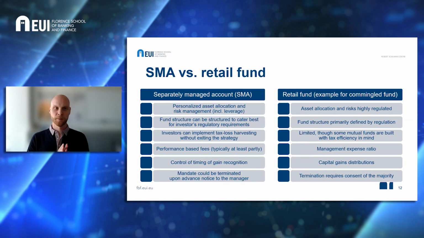So let's compare these different funds. You have the separately managed accounts, and you have the retail funds we have discussed in the past, which are one example of those commingled funds. In the separately managed accounts, you have a personalized asset allocation and risk management, something I explained to you in the last slide. It's a fund structure which really caters best to the investor's needs and the regulatory requirements. This can include tax loss harvesting, and what's also important for some investors is that they control the timing of the gain recognition.